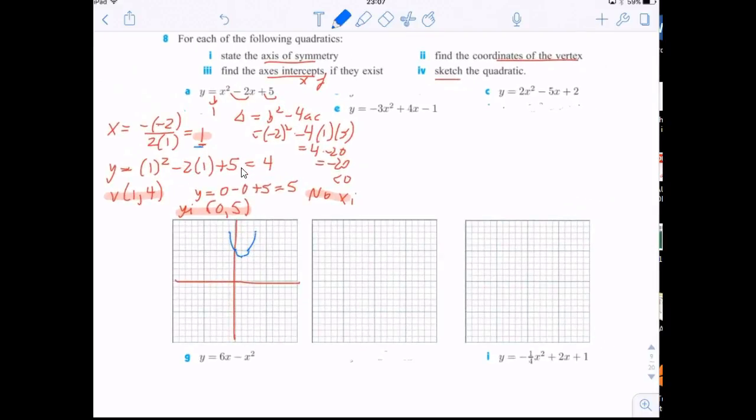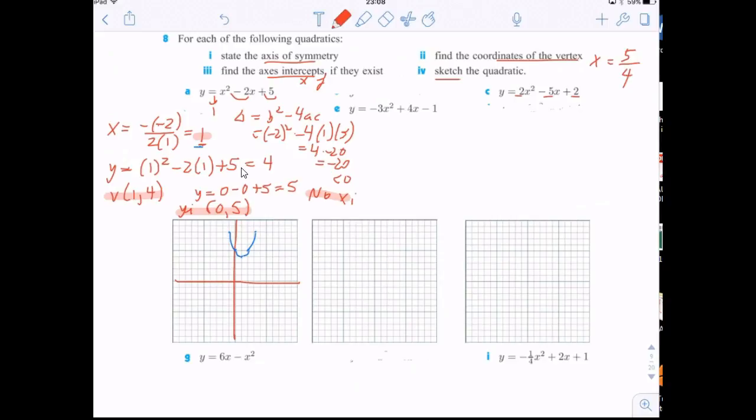And now let's move on to C. Let's see. So we have this one here, it's 2x squared minus 5x plus 2. Let's start with the axis of symmetry. The axis of symmetry is going to be x equals negative b, which is going to be negative negative 5, which is 5, all over 2a, which is going to be 2 times 2, which is 4. So we have x equals 5/4. That's the x coordinate of the vertex also.